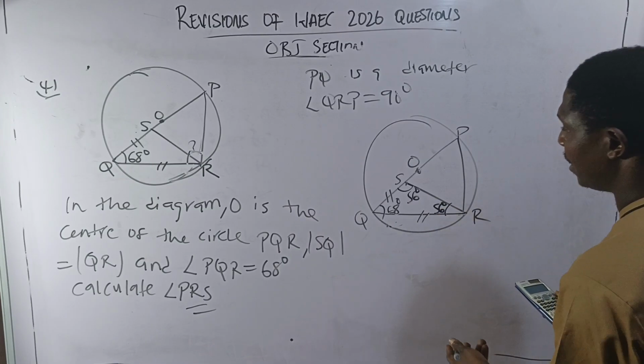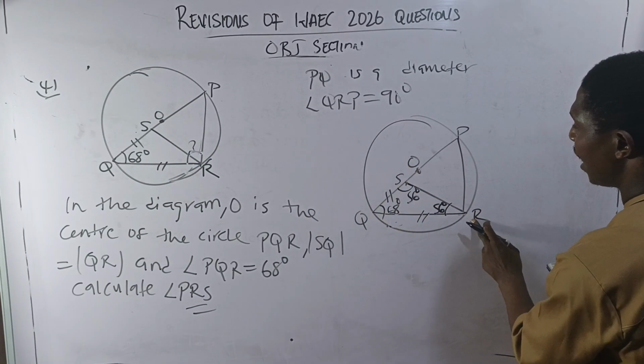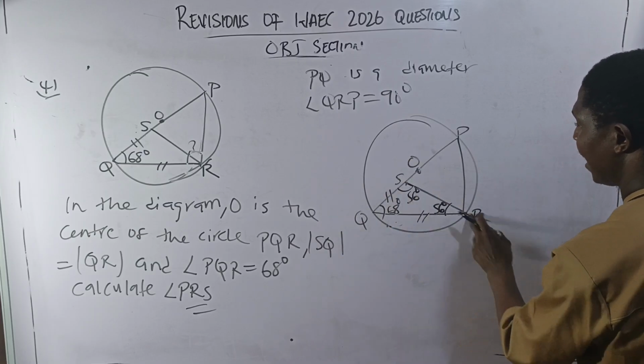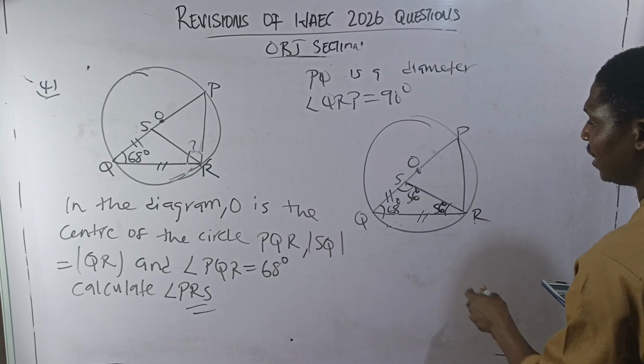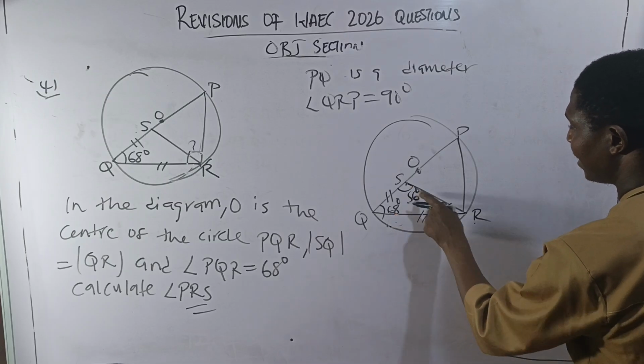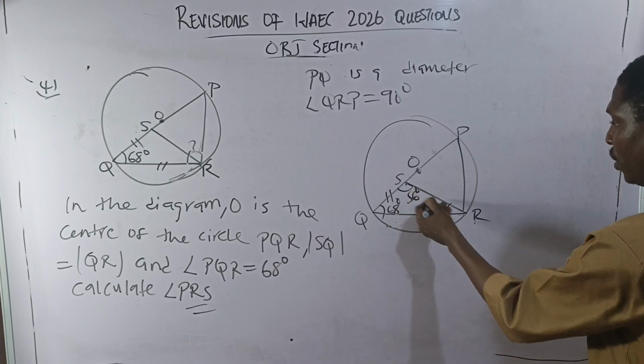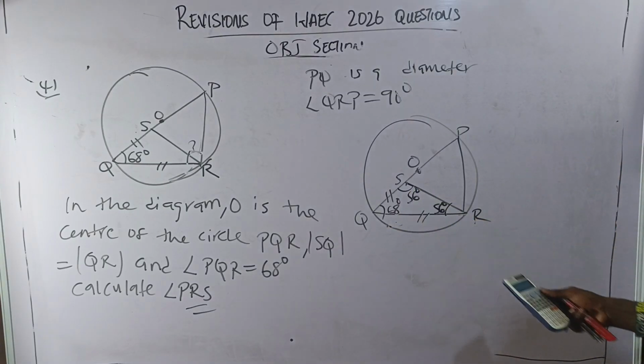Take note, you can still say angle SQR plus angle QRS plus angle QSR will be equal to what? 180 degrees, and this is 68 degrees, and these are equal. You pick one of them and you make it sort of a formula, and the other one will also be equal to this. So we have 56 what?